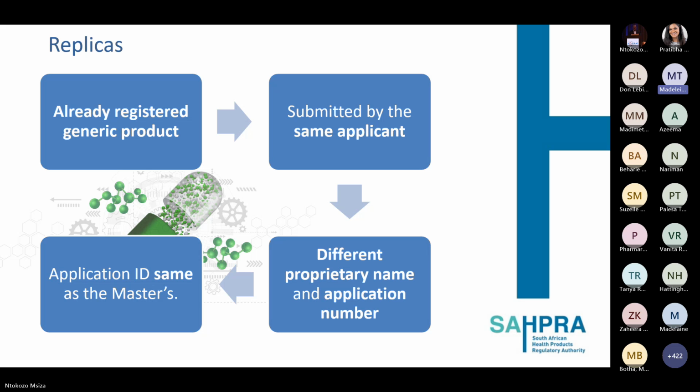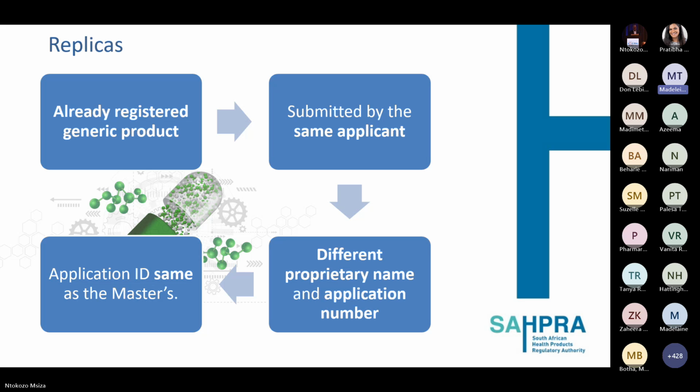A replica is an already registered generic product. It can only be submitted by the same applicant. So another company cannot submit a replica to SAHPRA. In that case, it should be a new application, or it can be a duplicate that they buy from another applicant. The application ID is the same as the master's.